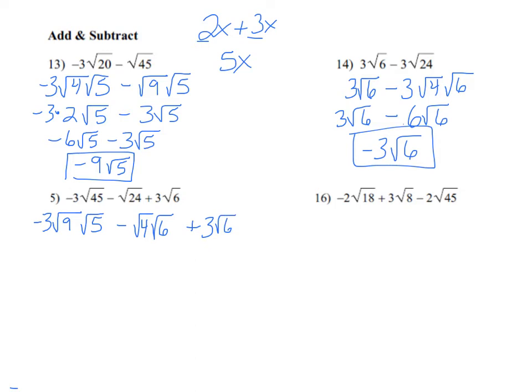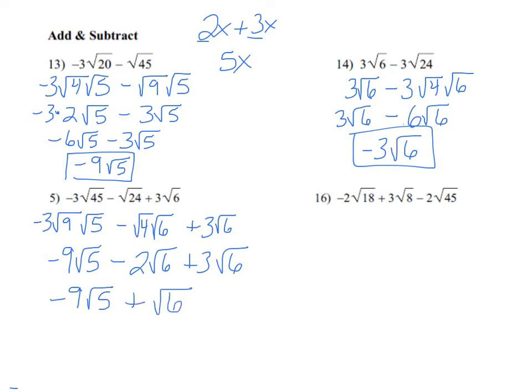So on this first one, the square root of 9 is just 3 times negative 3 would get me a negative 9 square root of 5 minus 2 square root of 6 plus 3 square root of 6. So I have a couple of these that I can combine because they have the common radical. This one's going to have to be stuck by itself. So I have a negative 9 square root of 5, and then I have a negative 2 and a positive 3, so it's going to be a plus 1 square root of 6, but we don't typically write the 1, and so it'll just look like this.